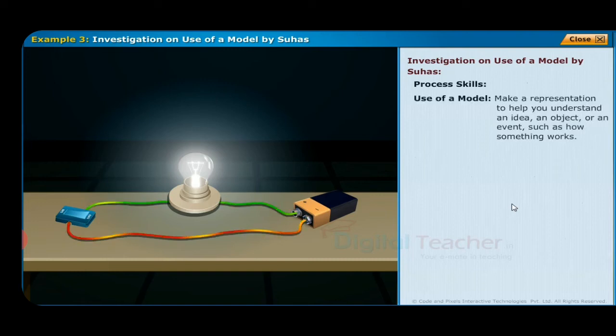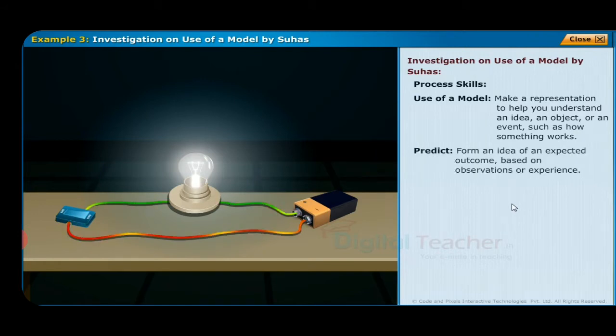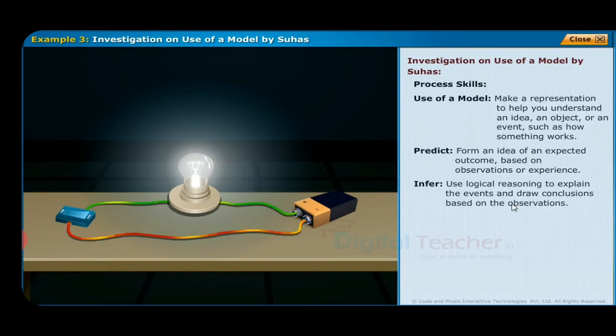Use of a model. Make a representation to help you understand an idea, an object, or an event, such as how something works. Predict. Form an idea of an expected outcome based on observations or experience. Infer. Use logical reasoning to explain the events and draw conclusions based on the observations.